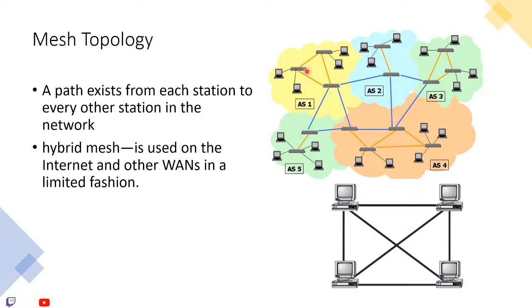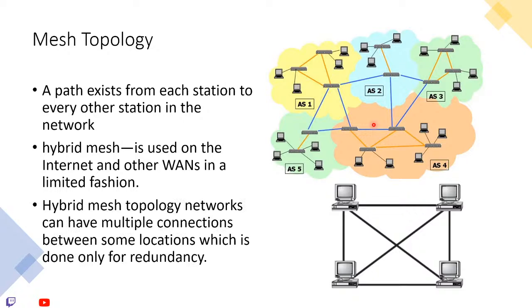So this is the hybrid mesh. This one is a mesh with the yellow color, this blue, this green. When two or three meshes are connected with each other, it is called the hybrid mesh, and it is used on the internet and other WANs in a limited fashion. The hybrid mesh topology network can have multiple connections between some locations, which is done only for redundancy.